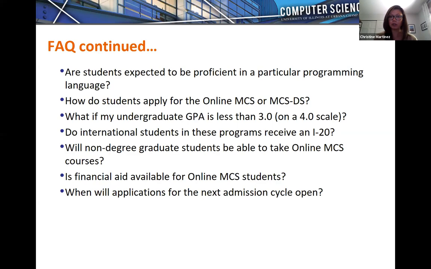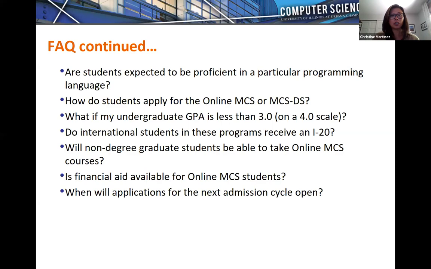So students are welcome to visit campus. They're certainly welcome to join commencement ceremonies when they graduate. But again, visas are not granted, so I-20s would not be granted to incoming students.